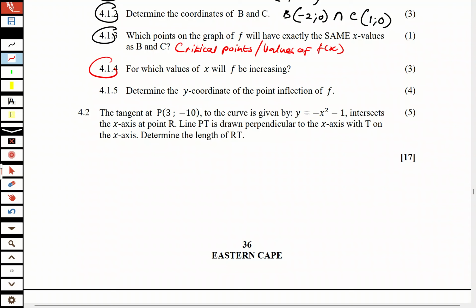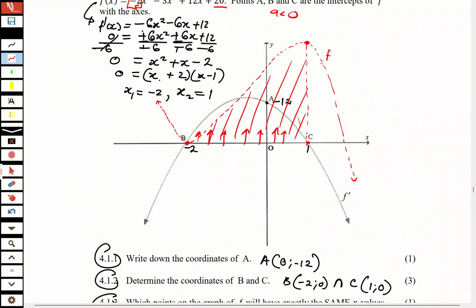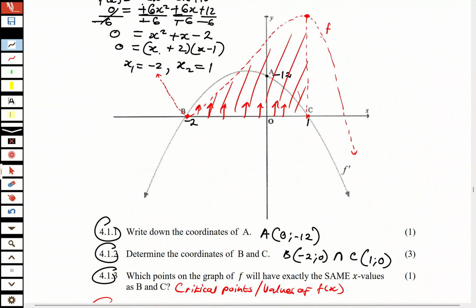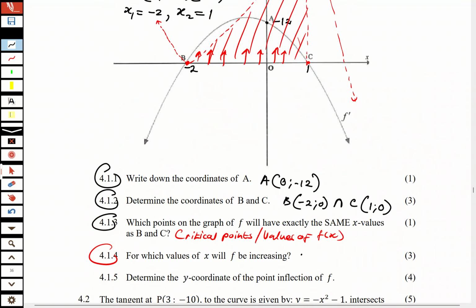So now, in 4.1.4, they say for which values of x would f be increasing. Now I drew the graph of f. They say, where is f increasing? You can see, I told you that f is increasing between these 2 points. This first derivative, guys, tells you about the gradient of your original function. You can see that the gradient of the original function between these 2 points is positive. It is sloping upwards like that. So between those 2 points, your function is increasing there.